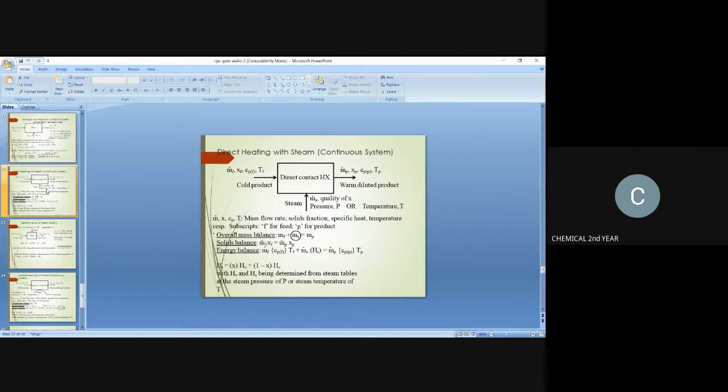Next, solid balance: Mf into Xf is equal to Mp into Xp. Next, energy balance is Mf into Cpf into Tf plus Ms into Hs equal to Mp into Cpp into Tp. Next, Hs, that is the steam enthalpy, is equal to X into Hv plus 1 minus X into Hc. Here Hv and Hc are determined from the steam tables at the steam temperature and steam pressure.